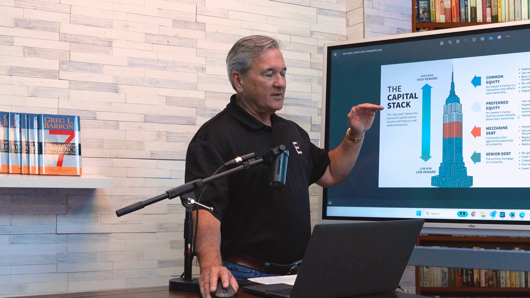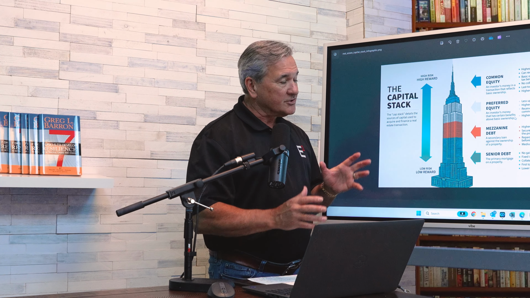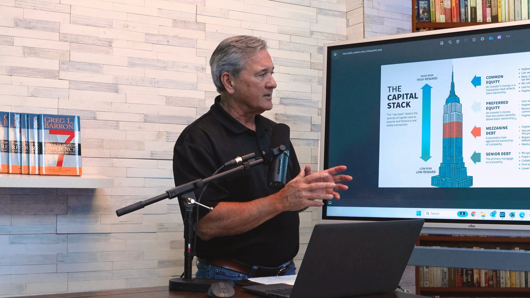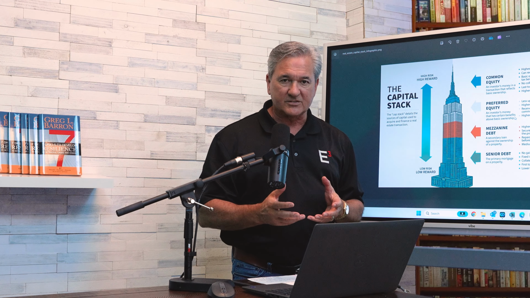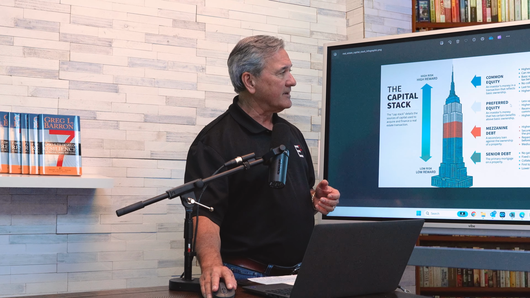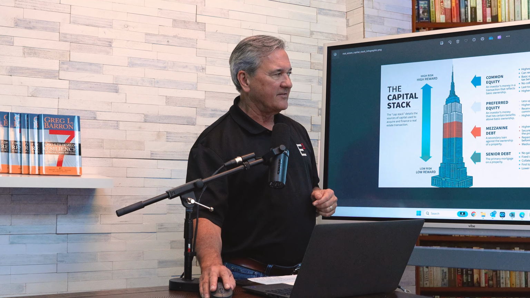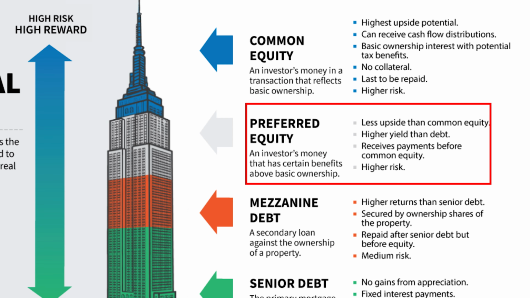Next, as we move up the capital stack, you have preferred equity. And I'll show you this in just a second because this is important because there are a lot of investors out there that only want a specific return on their investment. They don't necessarily have an interest in the property like common equity does. This particular capital stack, it has less upside than common equity. It has a higher yield than debt and receives payments before common equity, and it's higher risk.